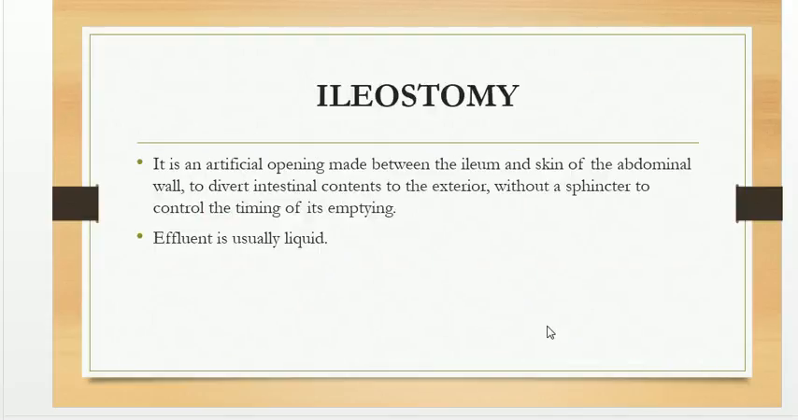Ileostomy. It is an artificial opening made, as we explained previously, between the ileum and the skin of the abdominal wall to divert intestinal contents to the exterior without a sphincter to control the timing of its emptying. Effluent is usually liquid, as I explained previously.